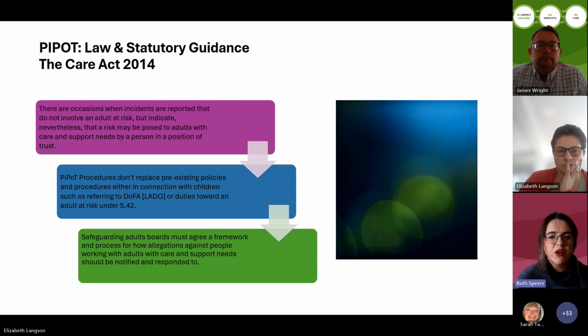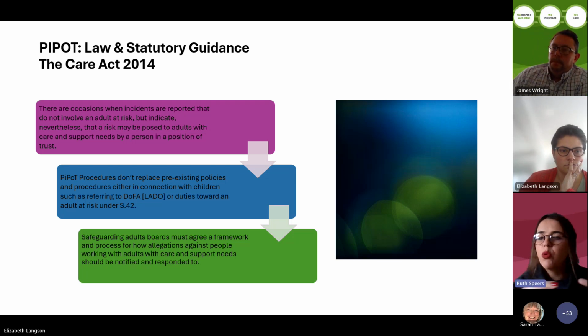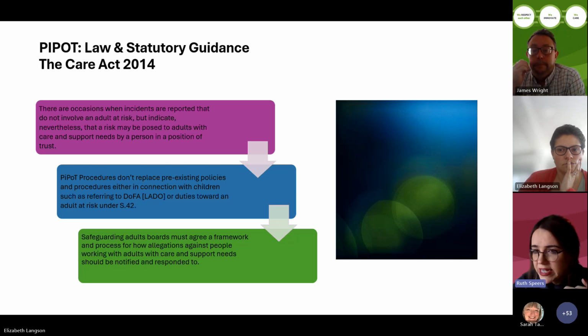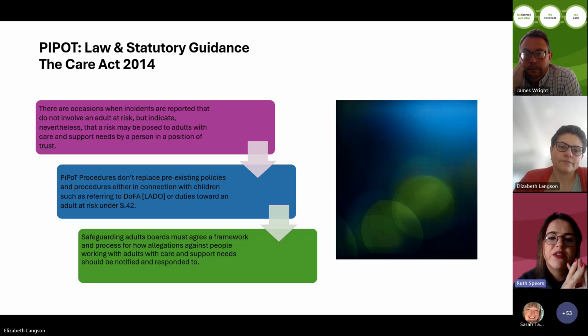So when we think about safeguarding adults' work, we know that the focus is to safeguard one or more identified adults with care and support needs who meet the statutory criteria. However, there are occasions when incidents are reported or information is shared that do not involve an adult at risk specifically, but indicate that a general risk may be posed to adults with care and support needs by a person in a position of trust. So PIPOT is about addressing that gap.